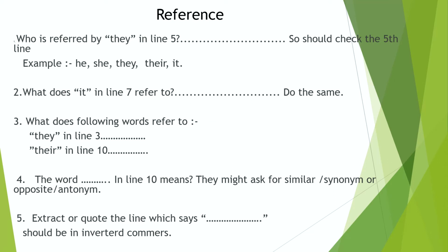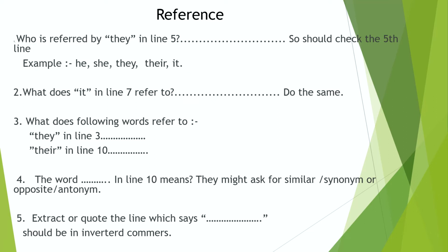Reference. You have to refer to it. Who is referred to by they in line 5? So children, you have to refer to lines 5, 4 and 3 to find the correct answer. So check the 5th line. For an example, very often they get he, she, they, their, it.